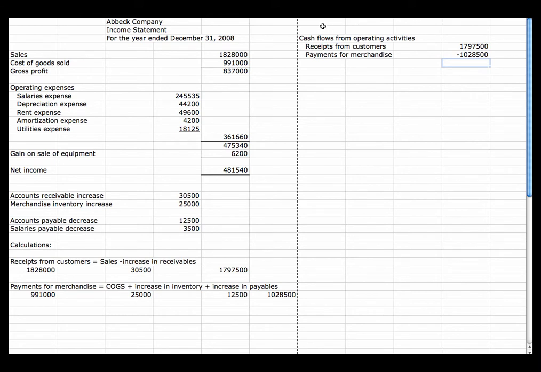The next one is the payment for salaries.